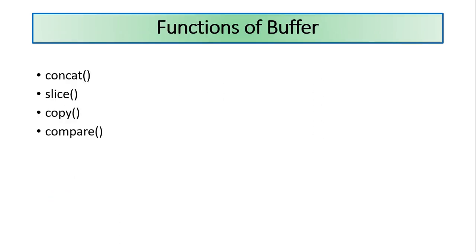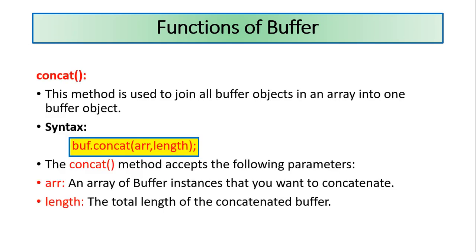Now here we are talking about some more operations or functions which belong to the buffer in Node.js. These are the list of functions which we use in a buffer: concat, slice, copy, and compare. After that, lastly, we will practically demonstrate examples of a buffer and its operations. Now first, let's talk about the concat function.